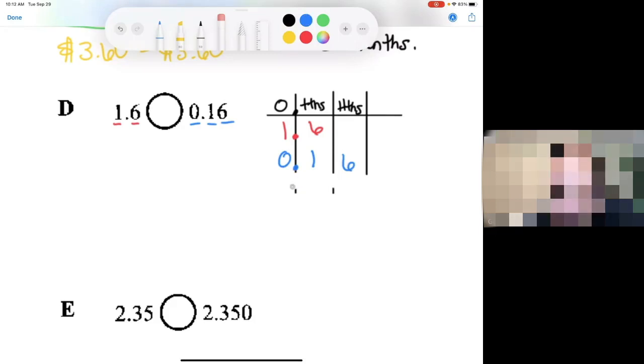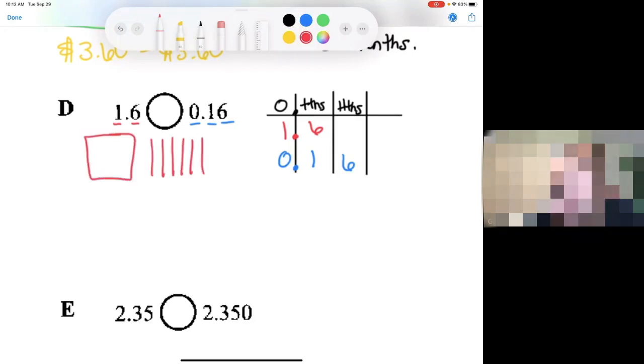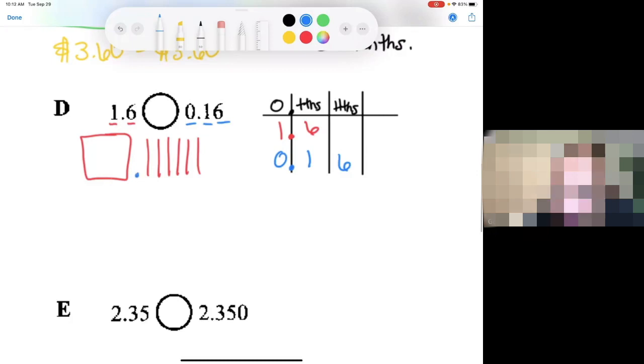And yes, we can already start seeing what our answer is. I suggest that you guys do it anyways. That way you guys are in the safe zone. Let's sketch real quick. We have 1 whole and 6 tenths. And on the other one, we have nothing as a whole. You can put a decimal point there if you want. And we have 1 tenth and 6 hundredths.